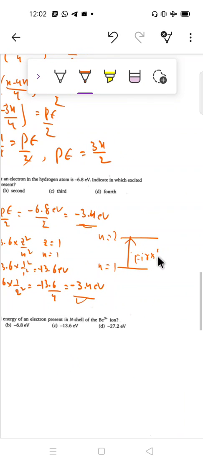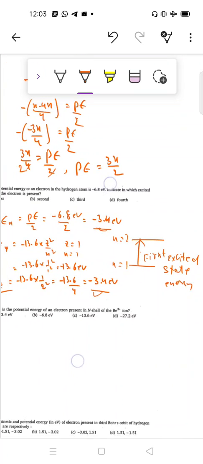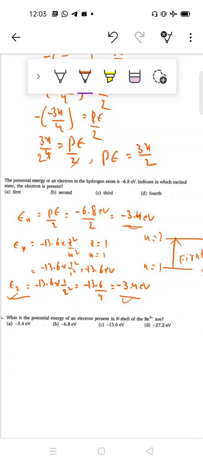First excited state energy. Okay, this also matches the energy. We have potential energy of minus 3.4 here. This potential energy is matched with the first excited state energy.